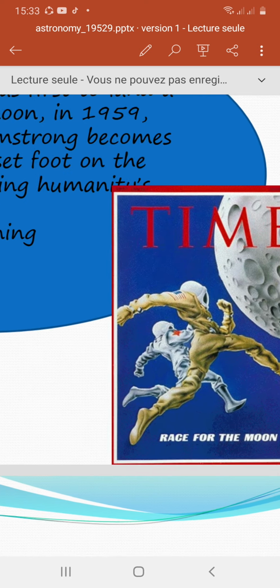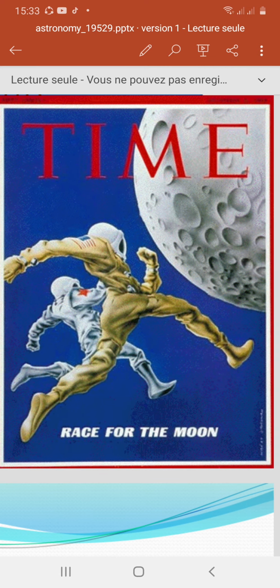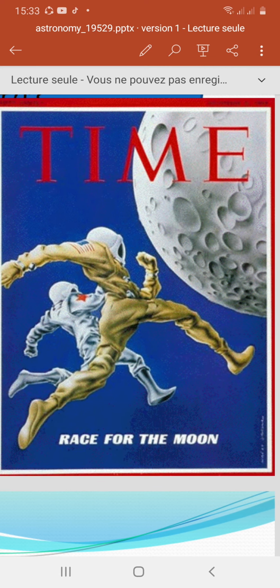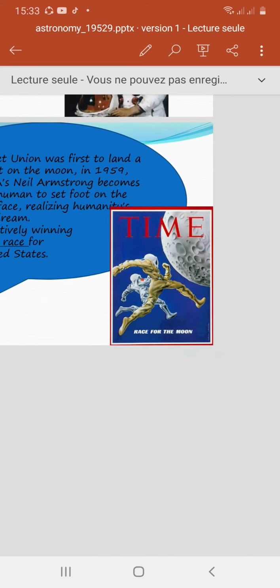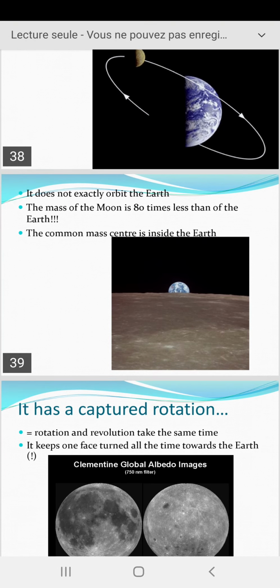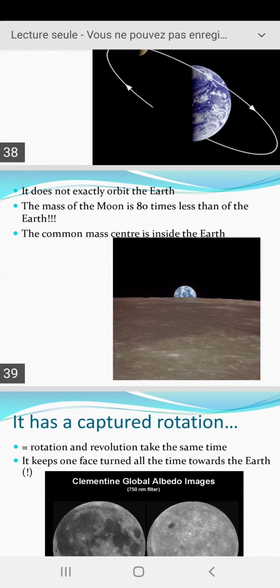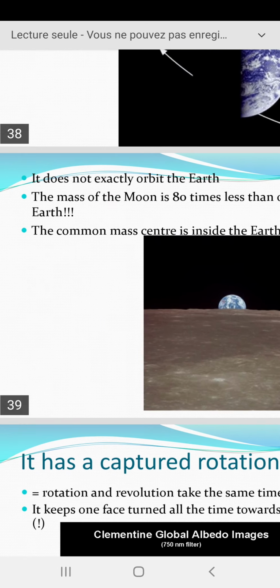You see here the picture. This is the magazine of the time, shows the ex-Soviet Union with USA running towards the moon. Of course, America made the biggest step by setting a foot on the moon.